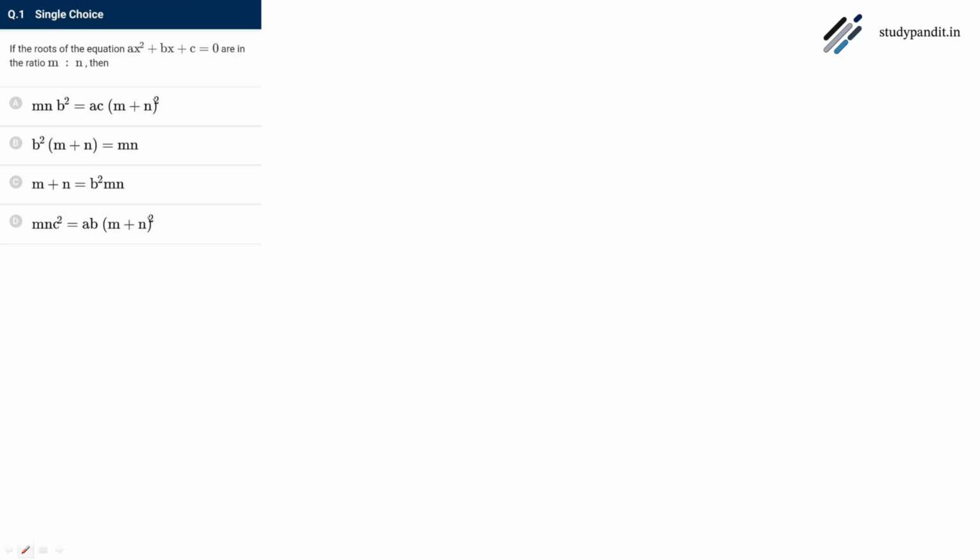So the first question here is, if the roots of the equation ax square plus bx plus c is equal to 0 are in the ratio m is to n, then the possible options are given. So let alpha comma beta be the roots of the equation ax square plus bx plus c equals to 0. So these are in the ratio m is to n.